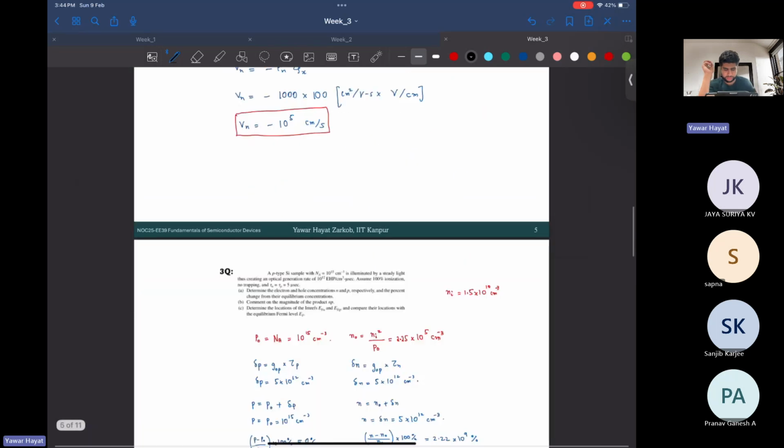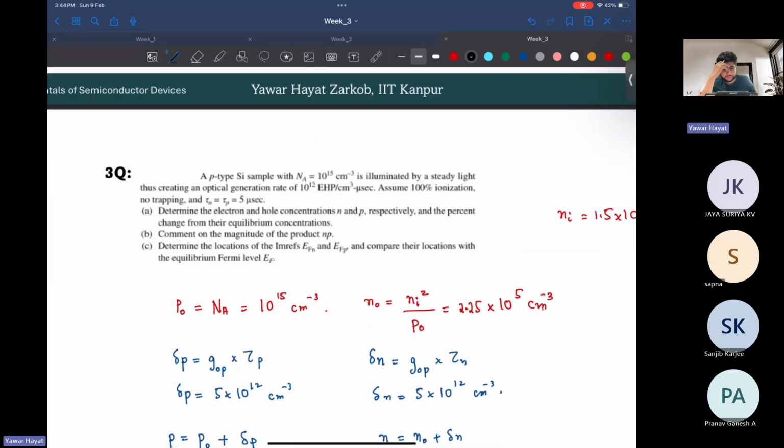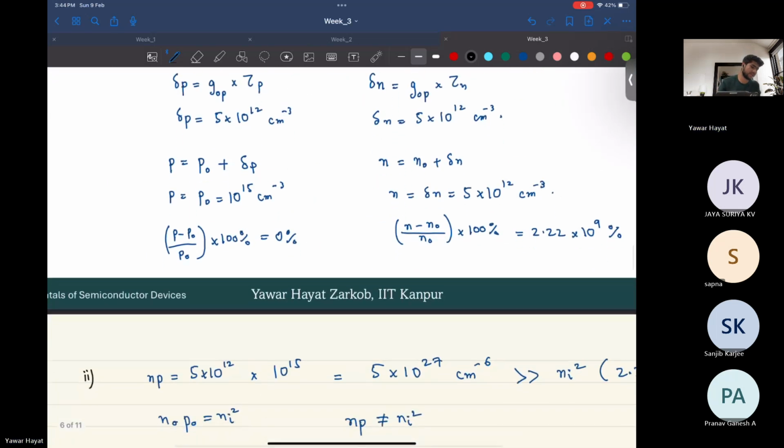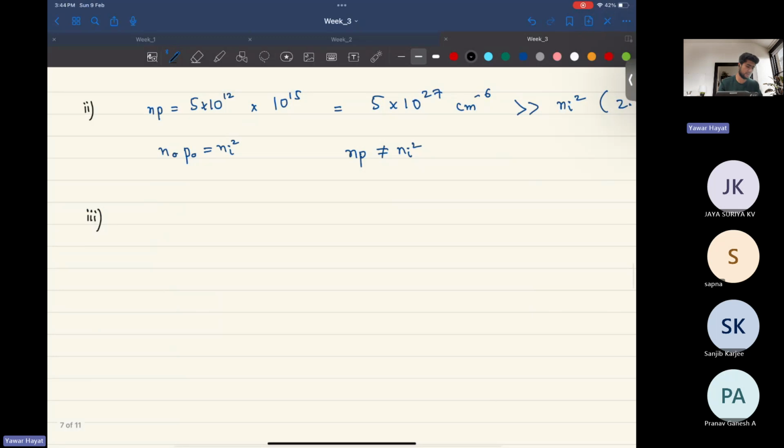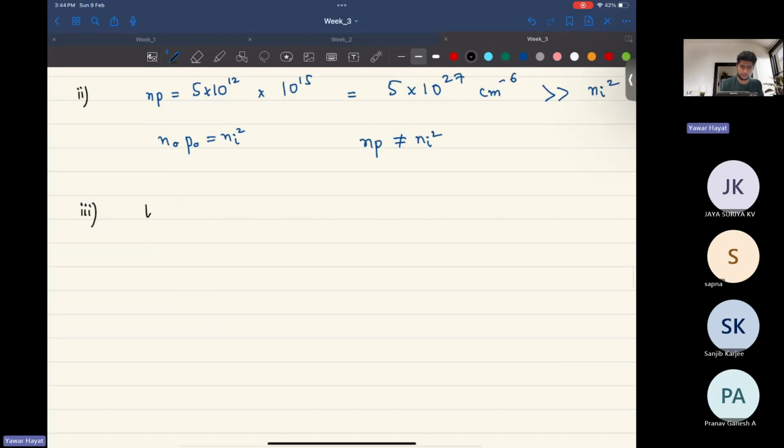This is the third question. I need to compute the locations of quasi-Fermi levels EFN and EFP, and I need to compare their locations with the equilibrium Fermi level EF, right? And what is the position of the equilibrium Fermi level? Let's talk with reference to intrinsic Fermi level EI.